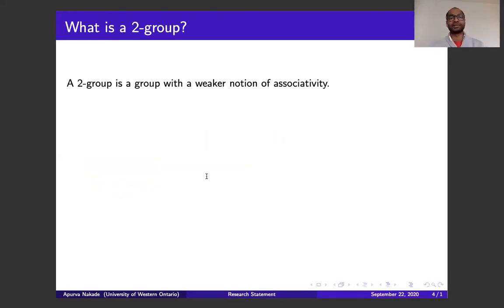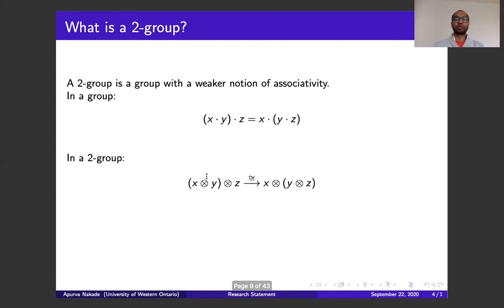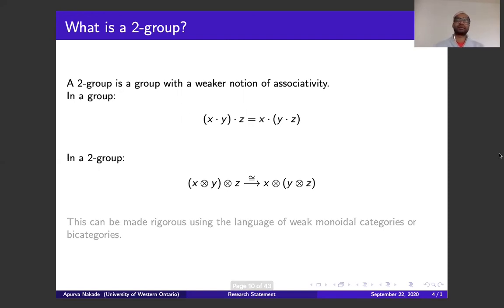Let me start by explaining what a two-group is. You can think of a two-group as a group with a weaker notion of associativity. In a group, our multiplication is associative, that is, xy times z is the same as x times yz. But in a two-group, we weaken this by requiring that xy times z is not equal, but instead isomorphic to x times yz. Now, of course, it doesn't make sense to talk about isomorphisms inside a group, so you have to change the underlying set to a monoidal category or a bicategory to make sense of this. But it's enough to think of a two-group as a group with a weakening of associativity.